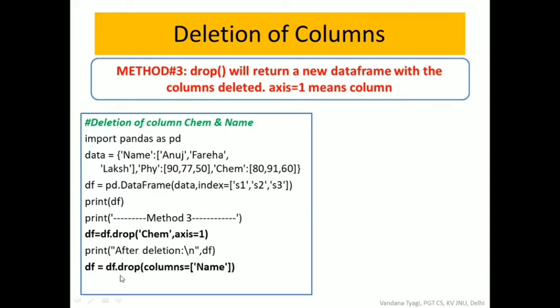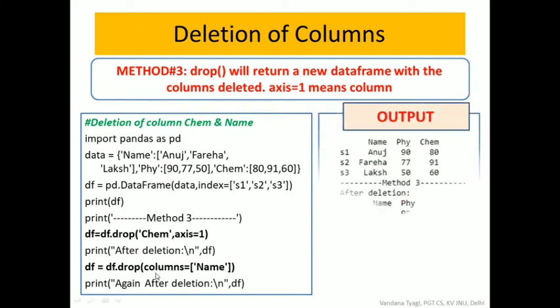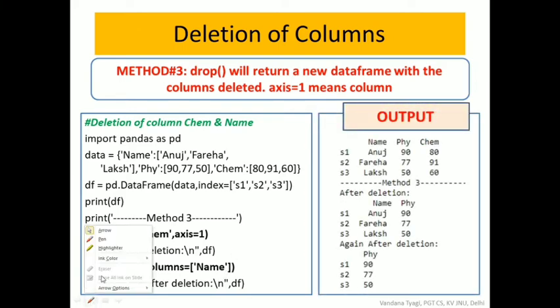chemistry label. Similarly, there is one more syntax with the drop, that we can directly give the columns parameter equals to, and in the list you will assign the column name. So we can even assign multiple column names here for the deletion part. And after the deletion, if we see, the structure of my data frame is this.